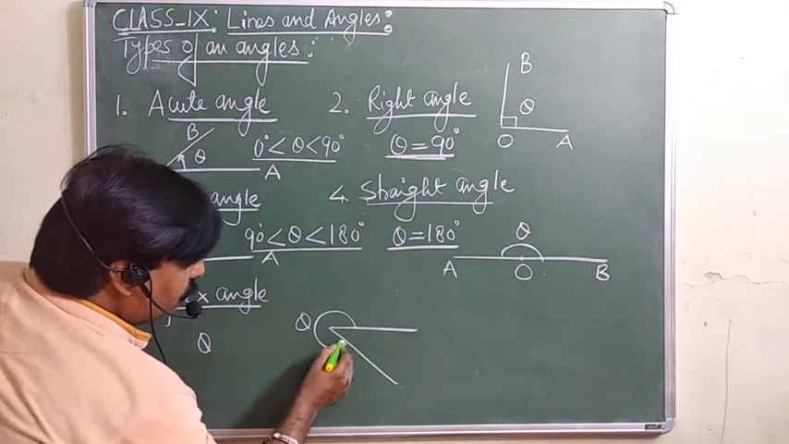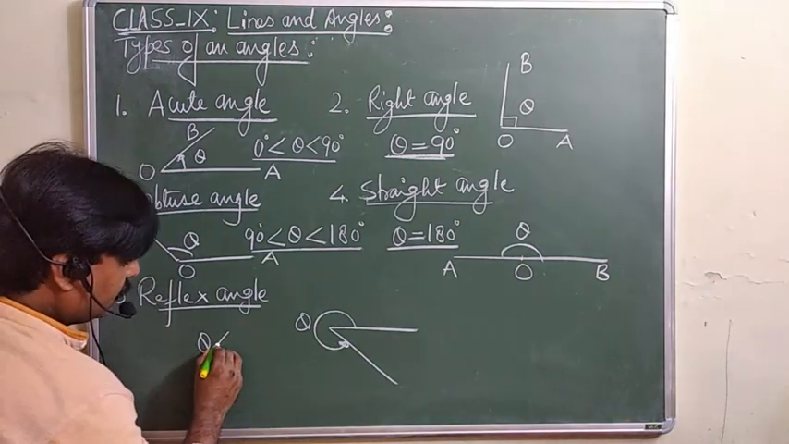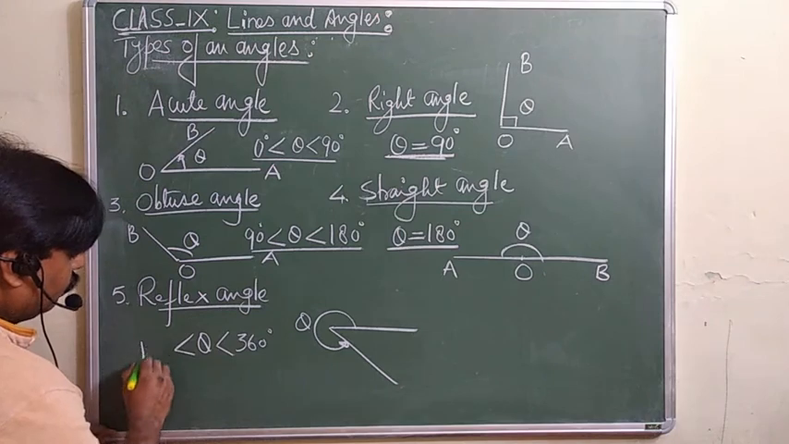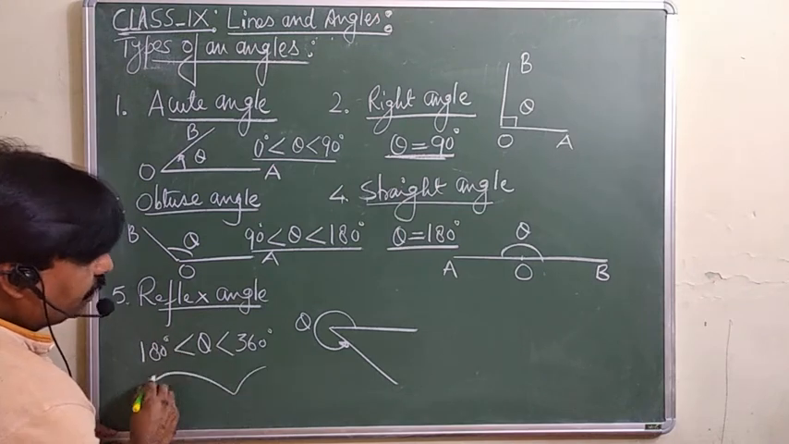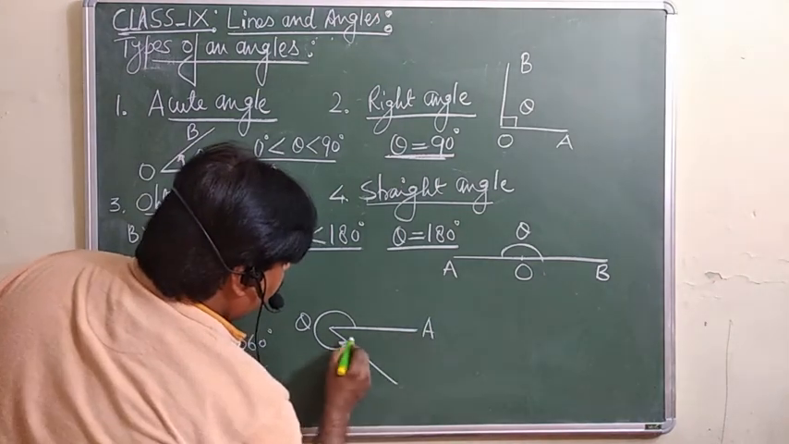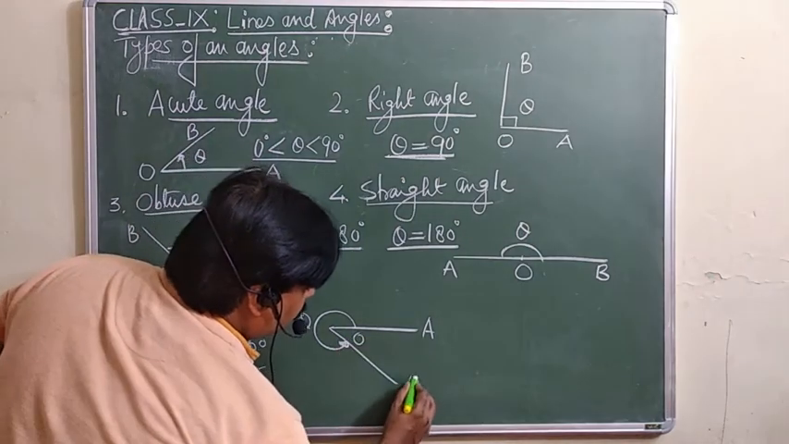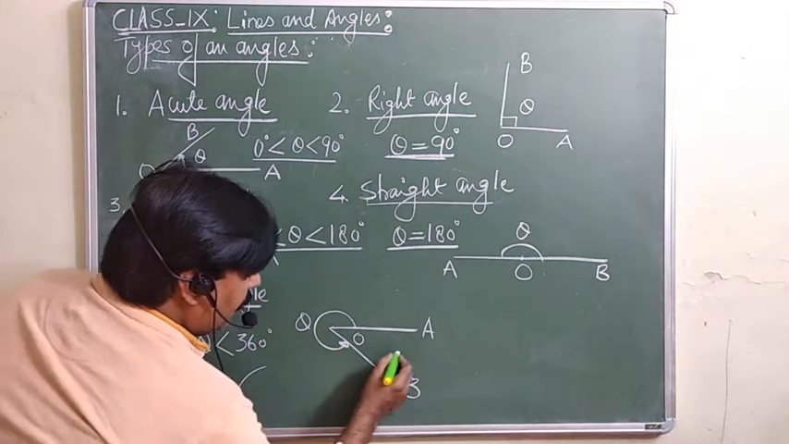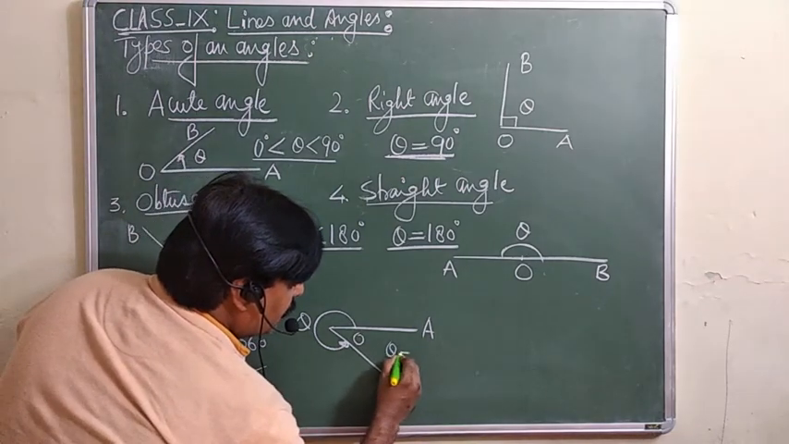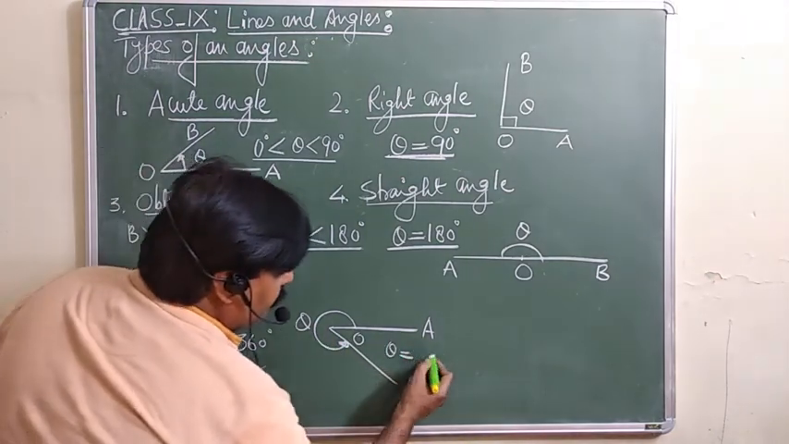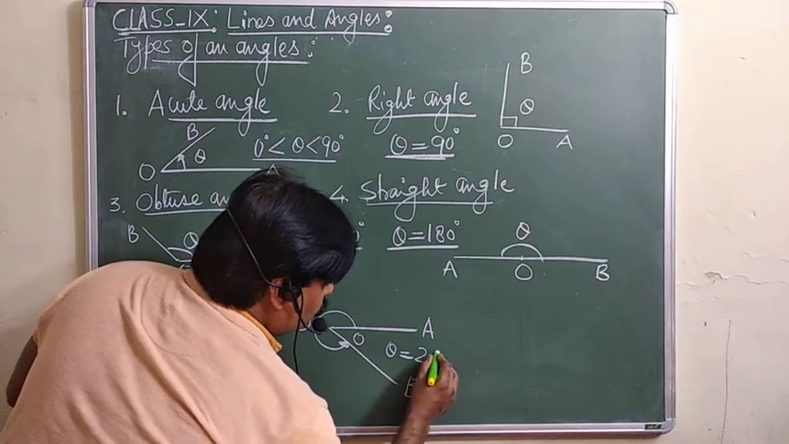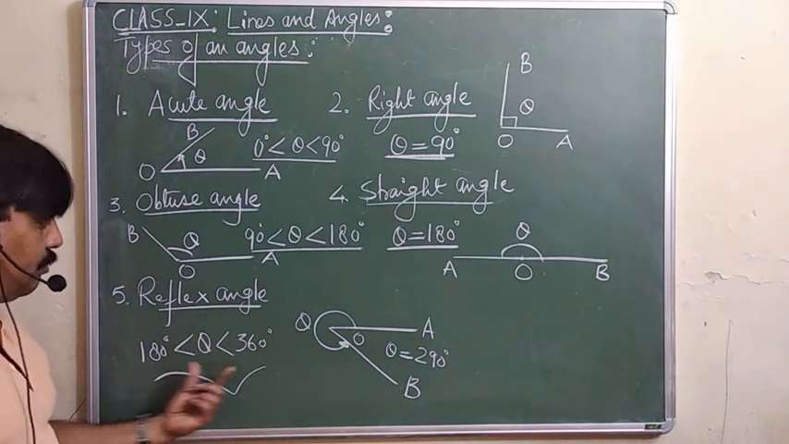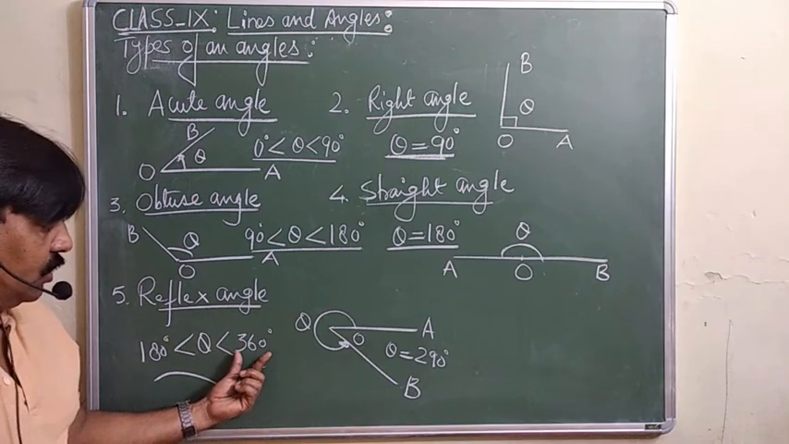This is your reflex angle, which is less than 360 but greater than 180 degrees. If it is greater than 180, then you can say this angle is your reflex angle. That means this angle theta may be equal to, like, 290 degrees. That is your reflex angle, which is greater than 180 but less than 360.